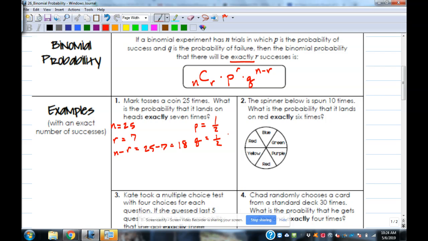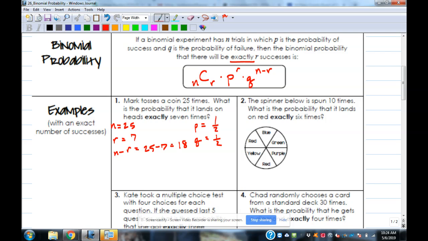Okay, so we found all of these things that are going to go in our formula. We know the number of trials, that's n, 25. How many successes are we looking for? Exactly 7. We know the probability of success because it's flipping a coin. It's 1 out of 2. Probability of failure happens to be 1 out of 2 as well, just because it's a coin.